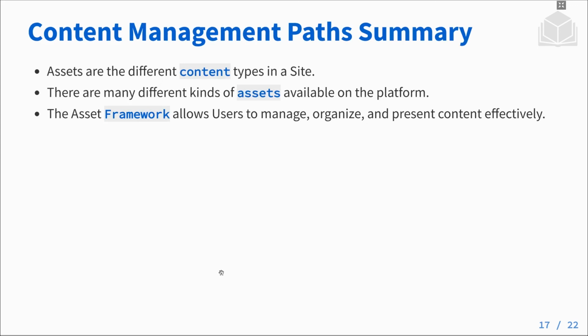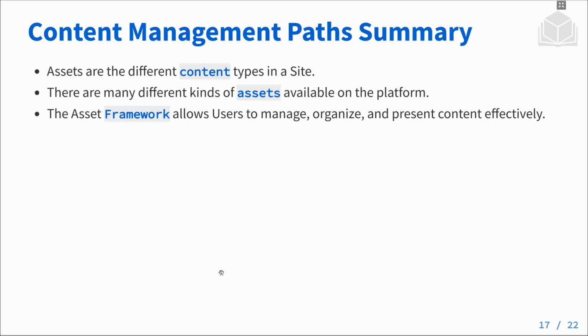So with that, let's take a look here, the content management paths summary. So let's hit these bullet points here, again, emphasizing those gray areas there. Not fuzzy, but gray on the screen. So we defined assets as different types of content in a site. There are many different kinds of assets available on the platform. We saw 2 different lists, right? Those heavy hitters on the first one, and then ones to be aware of: web content, docs and media, blogs.